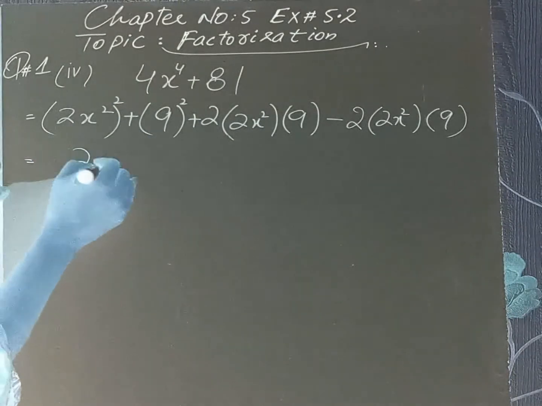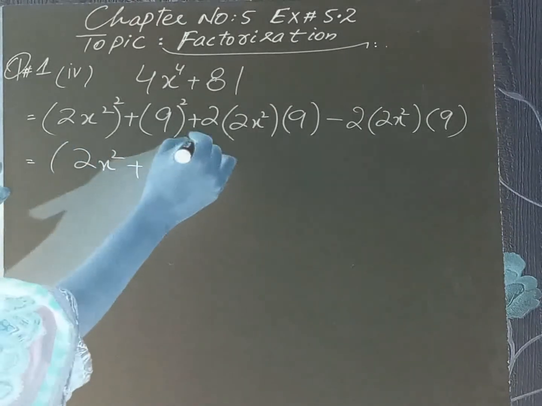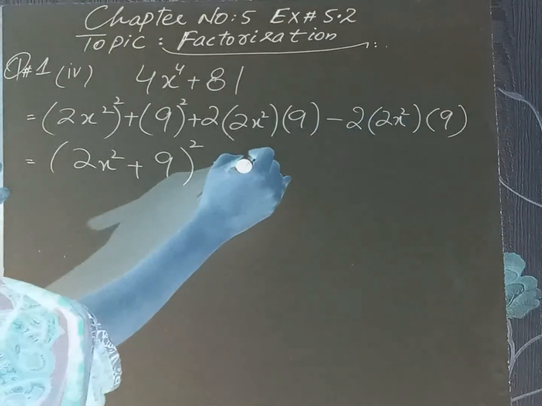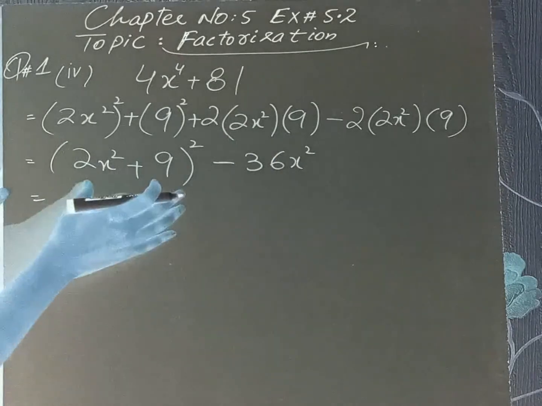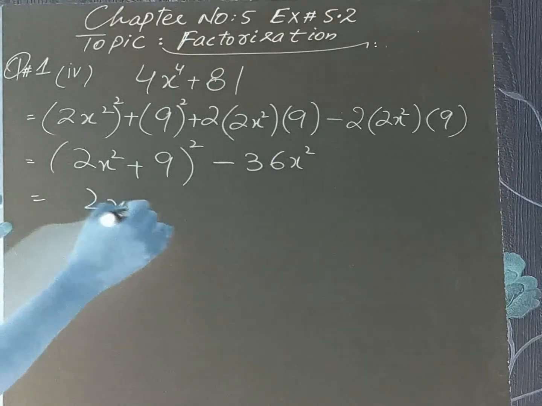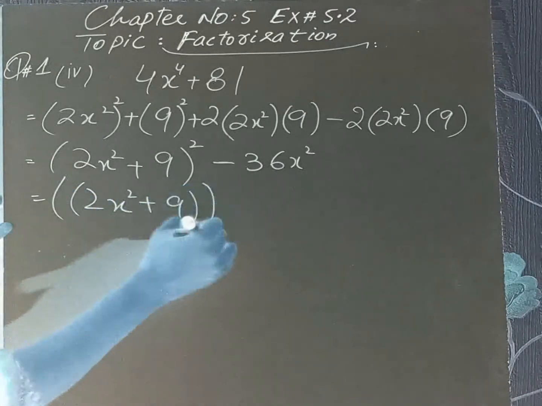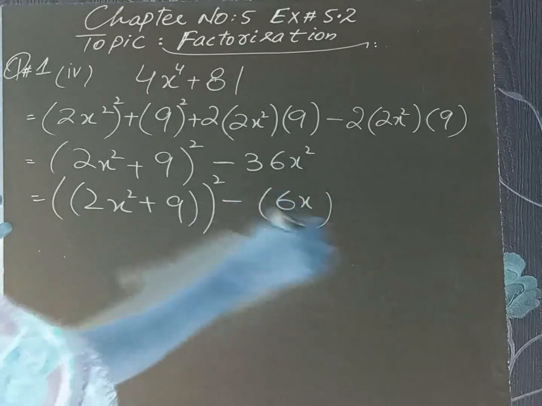A is here 2x squared plus b is here 9, minus 2 times 2 times 9 times x squared, which is 36x squared. This is the perfect square of itself, (2x squared plus 9) whole squared. 36x squared is the square of 6x.